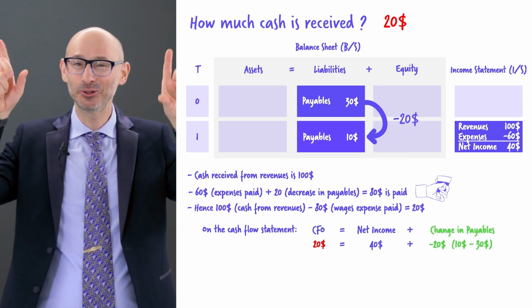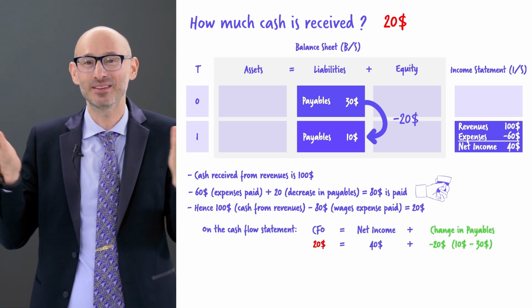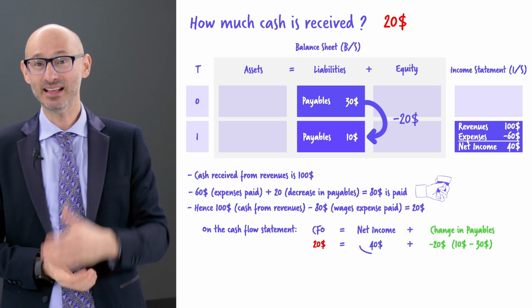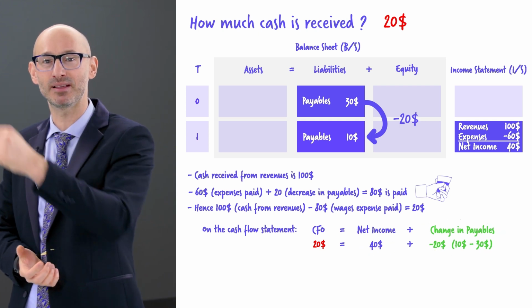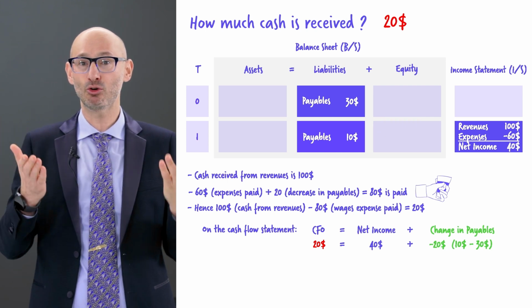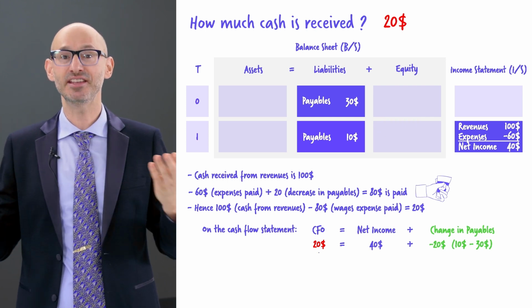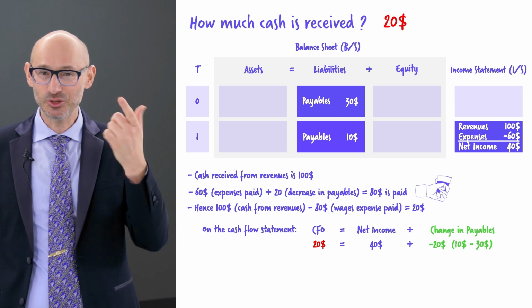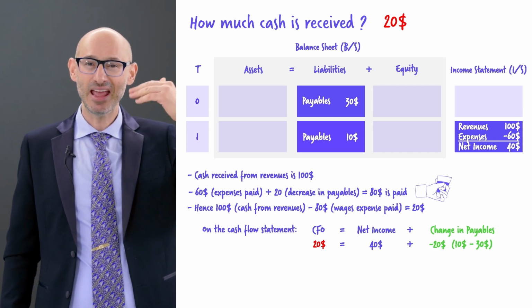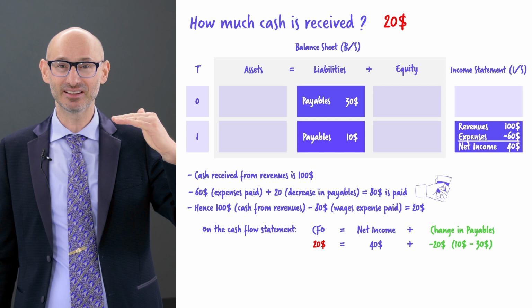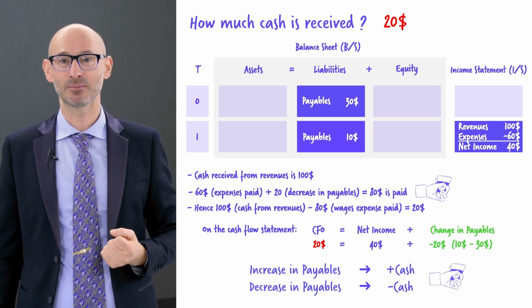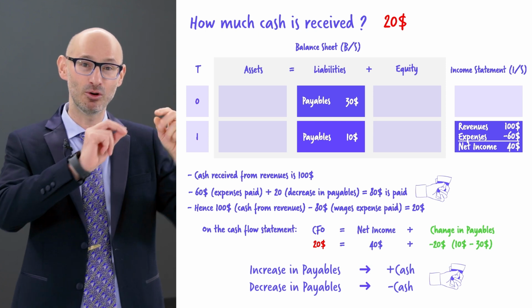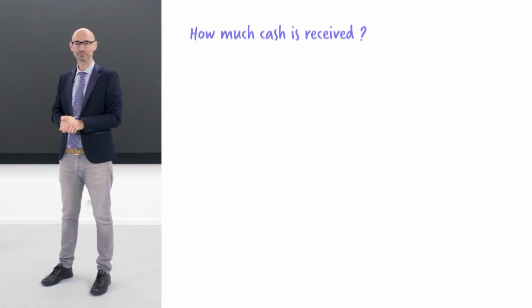From a formulaic point of view, the CFO is less than net income. Net income is 40, but we paid an extra 20 on top of our expenses. So the CFO is 40 minus 20 equals 20. As you see in this formula, when payables go down year over year, that means we paid more cash than what it is in expenses. Therefore, CFO is less than income.